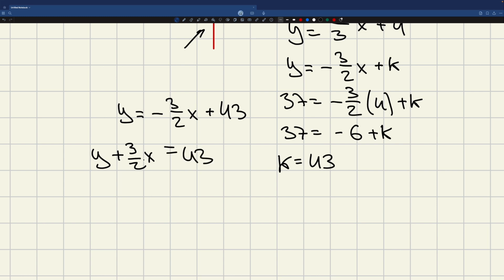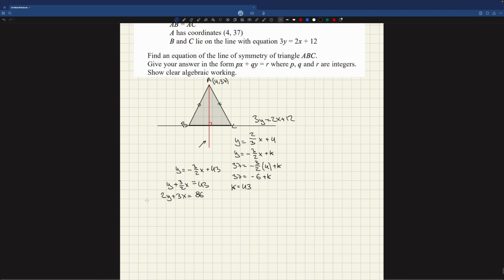Now we have to multiply it all by 2 because we need integers. I mean, it doesn't specify that we need integers, but we just need something over here that we don't have. So we just go 2y plus 3x is equal to 86. And this is in the form that we need it to be in. So this is in the form px plus qy is equal to r.